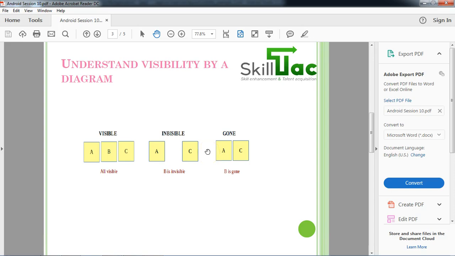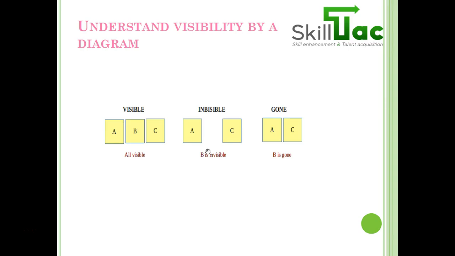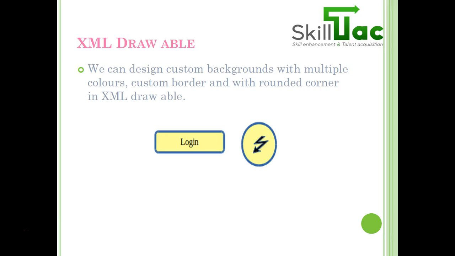Going back to our session now and continuing with our next topic, which is XML drawable. So we know what drawable is. We know that there is a drawable folder in Android Studio in which we can put some images or we can put some XML drawables also.